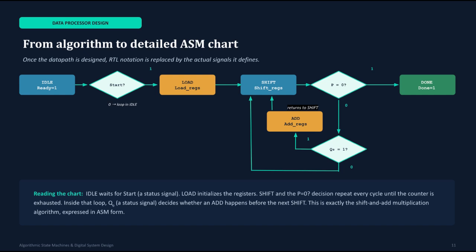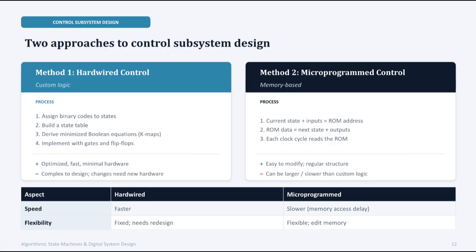We've now got a complete, detailed ASM chart for the datapath side. Let's turn to the other half of the system. How do we actually design the controller that generates these signals? There are two fundamentally different ways to build a controller.